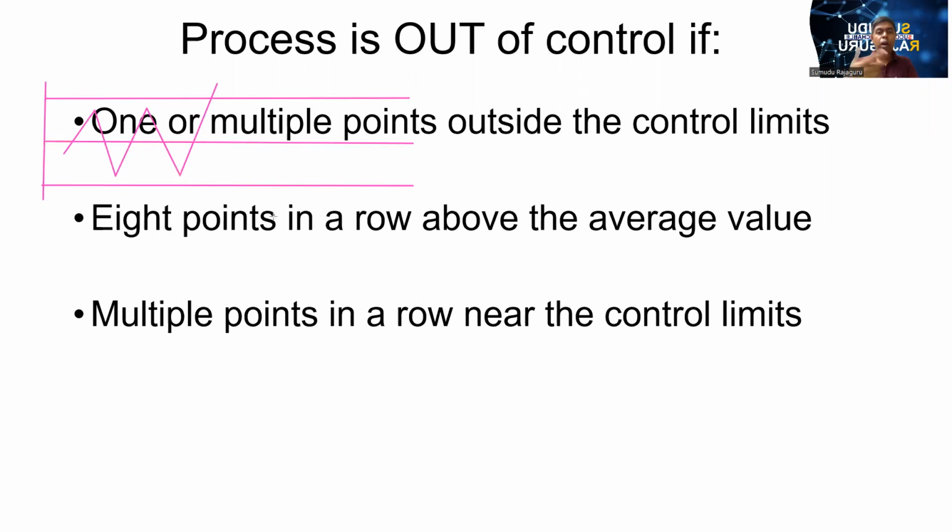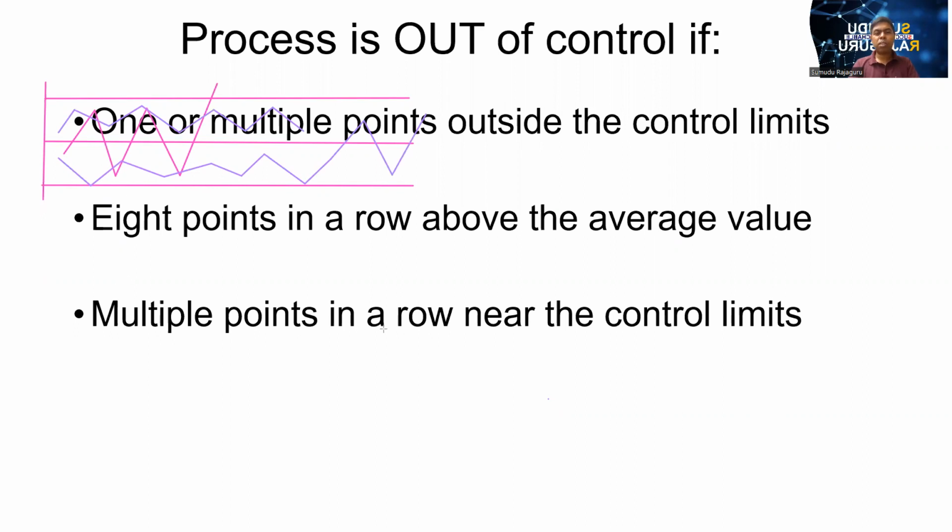8 points in a row above the average value. This is not only above or below. If 8 consecutive points go above, 1, 2, 3, 4, 5, 6, 7, 8, this is the center line, above the center line. If not 1, 2, 3, 4, 5, 6, 7, 8, then it only starts moving in both directions. So this is also out of control.